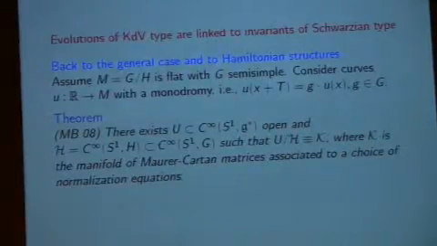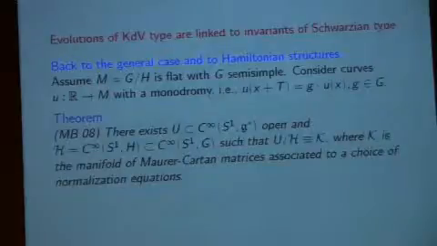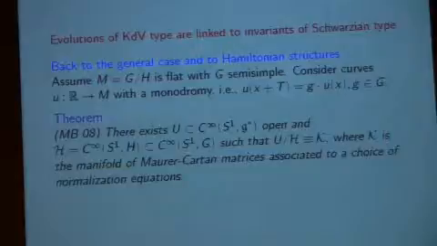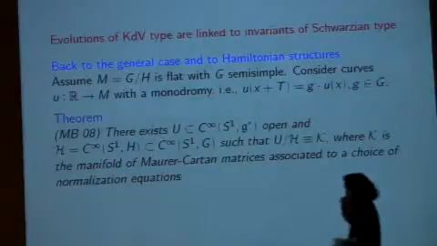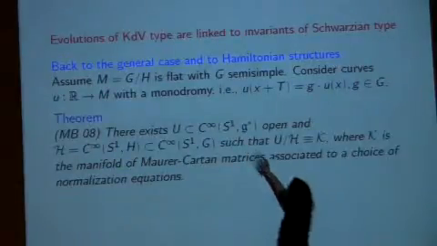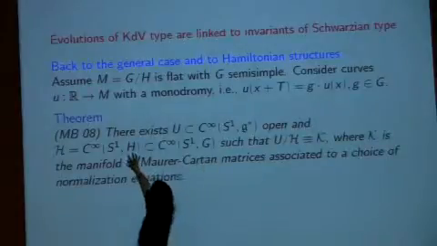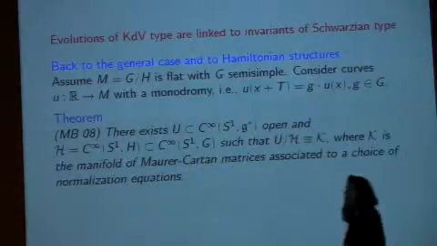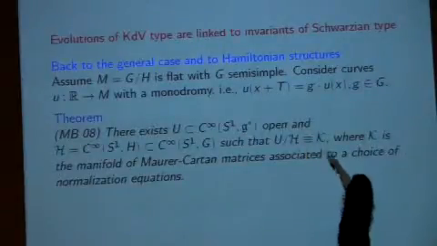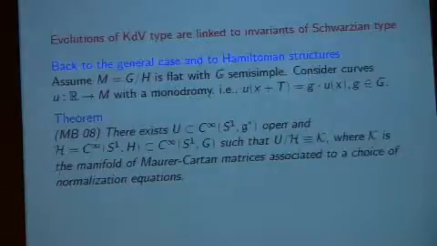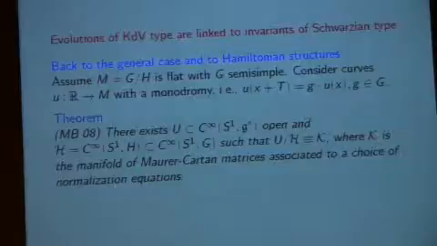And then there is this theorem, and this is general for any homogeneous space, so it doesn't matter whether I'm in a spinor setting or not. There exists an open set inside the loops in the dual of the algebra, such that if I make the loops in H act on that using the gauge transformation, then the quotient can be identified with the manifold of Maurer-Cartan matrices associated to a normalization. And let me make a picture of what I mean here.